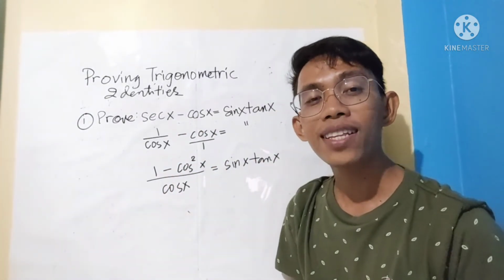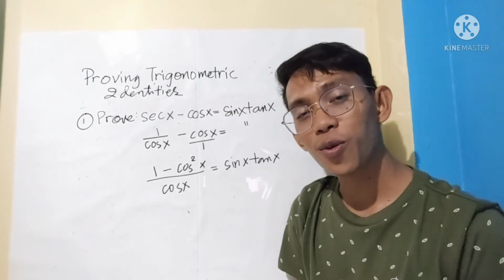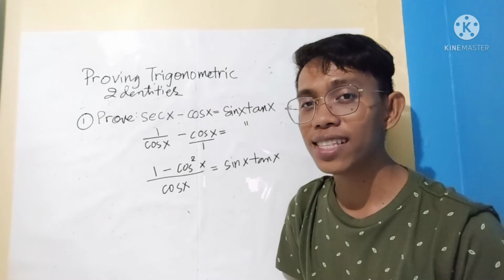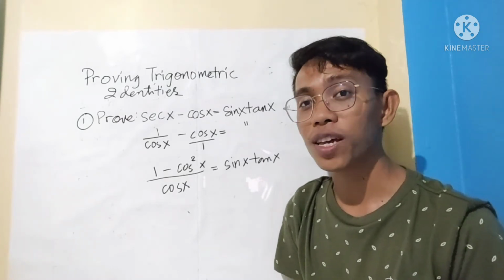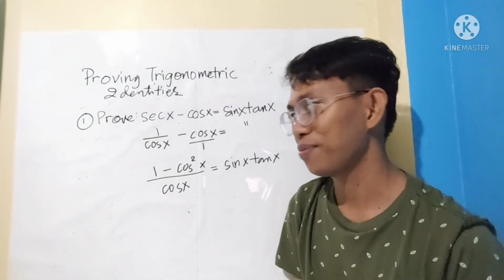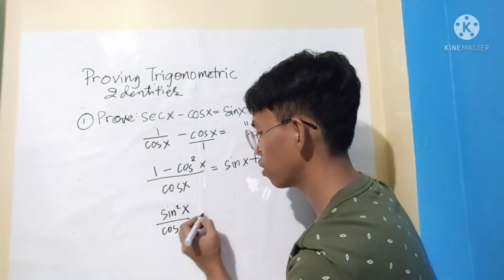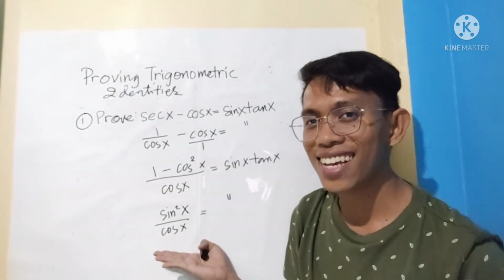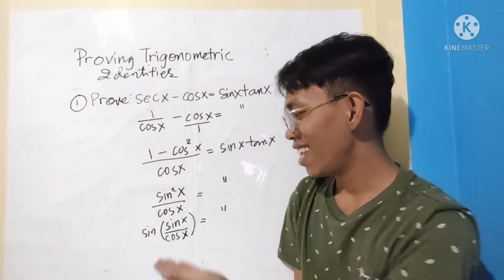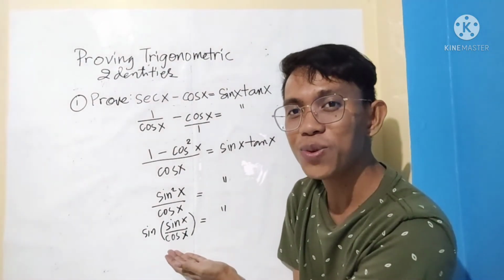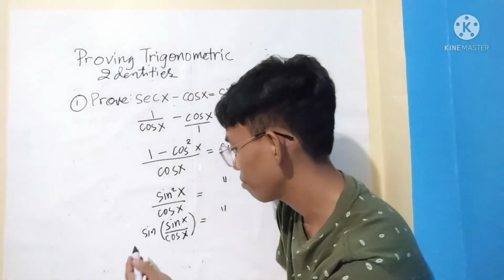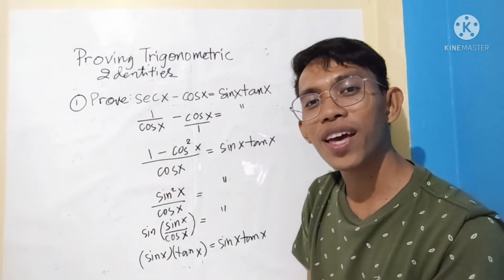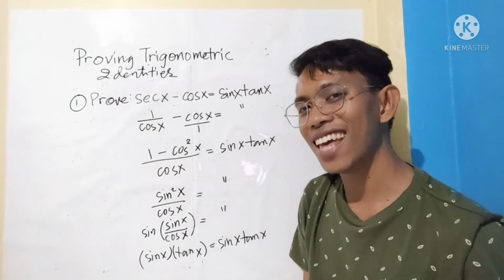Then, papalitan ko si 1 minus cosine square x ng sine square x. Galing yan dun sa identity na sine square x plus cosine square x equals 1. From this fraction, i-extract ko naman si sine x. Lastly, this quotient is equal to tan x. So we have just proven that this is an identity.